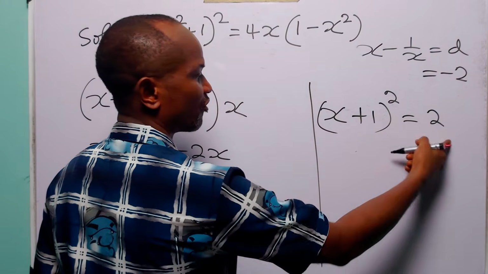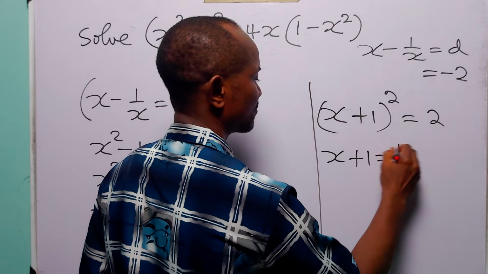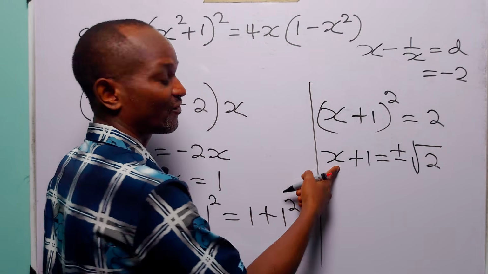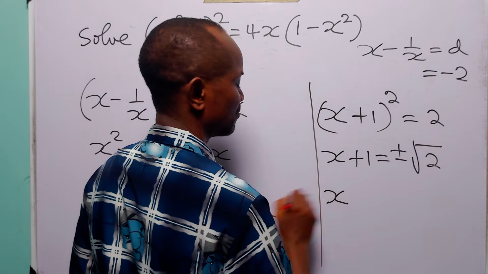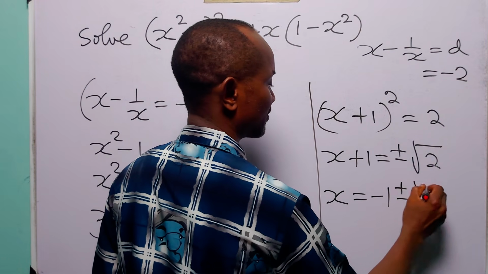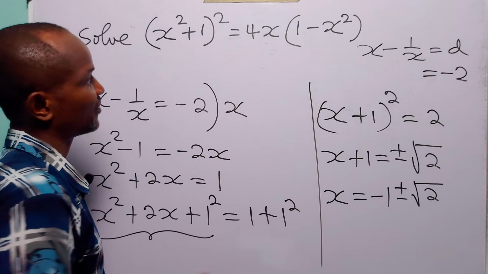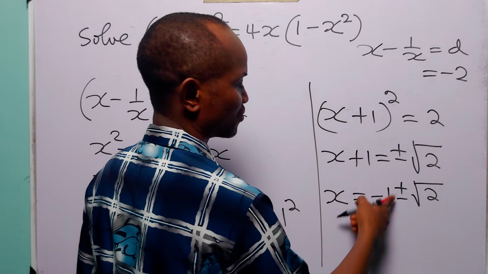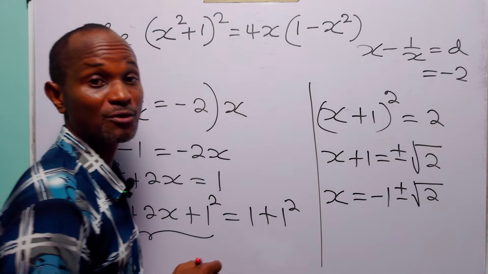Finally, we take square root of both sides of this equation. When we do that, we have that x plus 1 is equal to plus or minus the square root of 2. And to find the values of x, we subtract 1 from both sides of this equation. We have that x is equal to minus 1 plus or minus the square root of 2. So we have found the two values of x that satisfy this equation. x equal to minus 1 plus root 2 and x equal to minus 1 minus root 2.